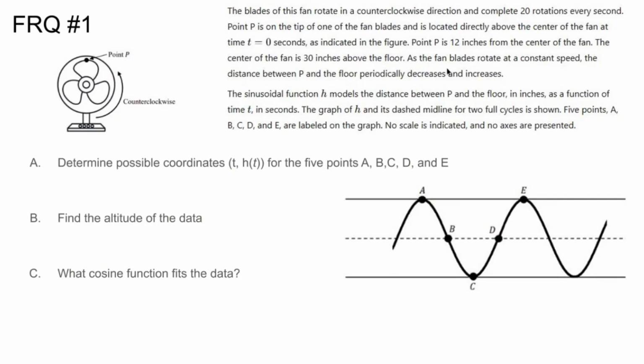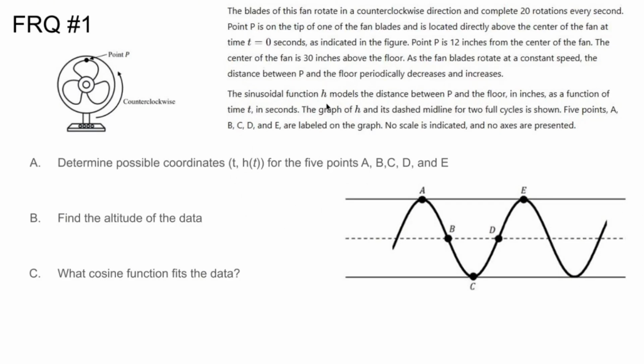As the fan blades rotate at a constant speed, the distance between P and the floor periodically decreases and increases, as seen right here. Right now, we're at the very beginning. It's at the top, then the middle, then the bottom, then the middle, then the top, and so on. Spinning around, spinning around.